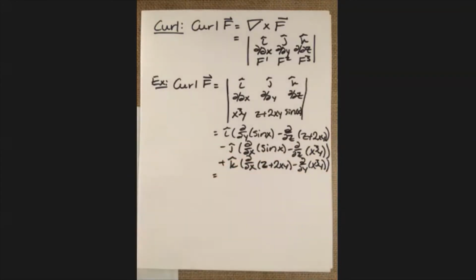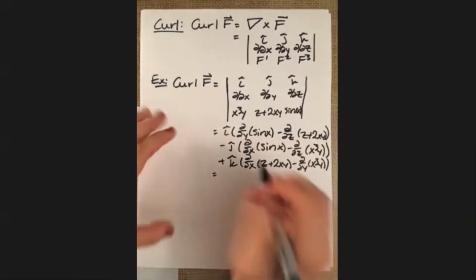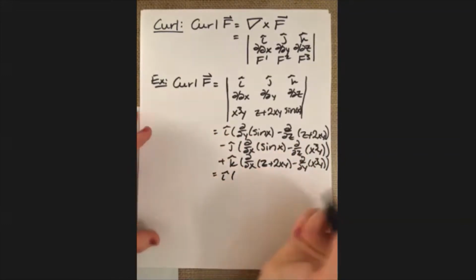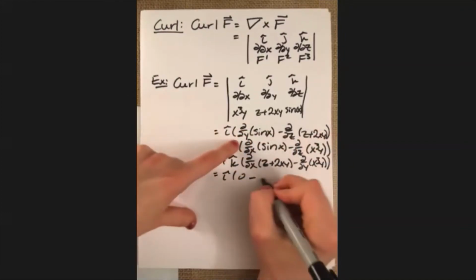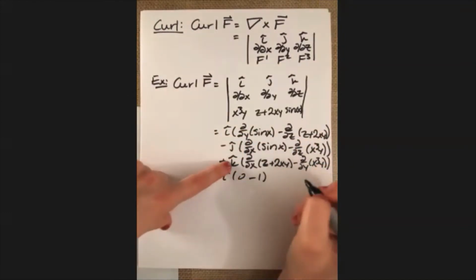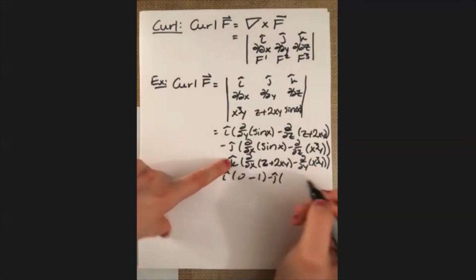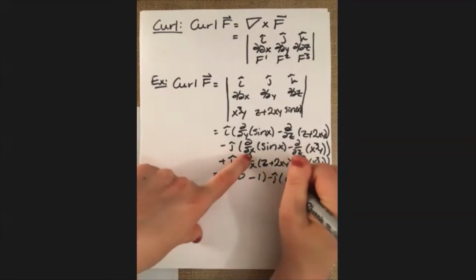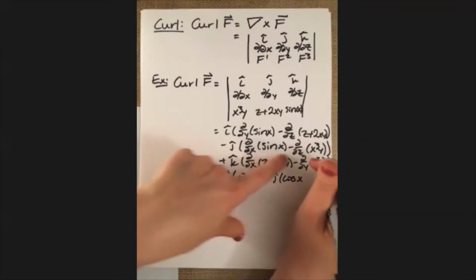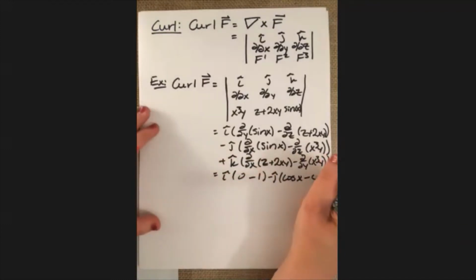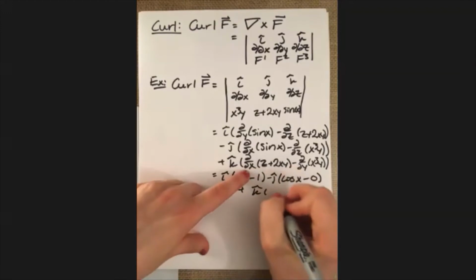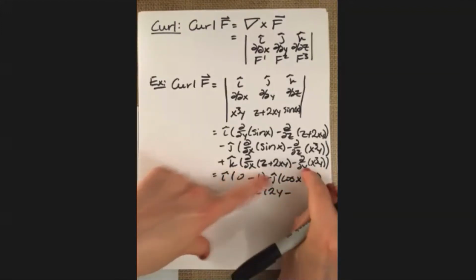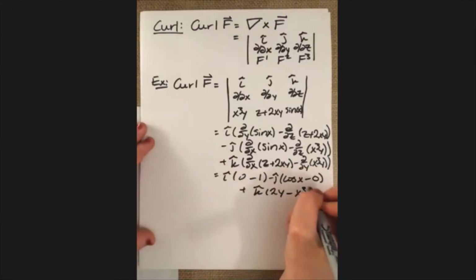Okay, great. So we just have to take all these partial derivatives. We get i hat times 0 minus, that's just going to give me 1. And then minus j hat times, that's going to give me cosine of x minus 0. And then I have k hat, that's going to give me 2y minus, looks like, x cubed.